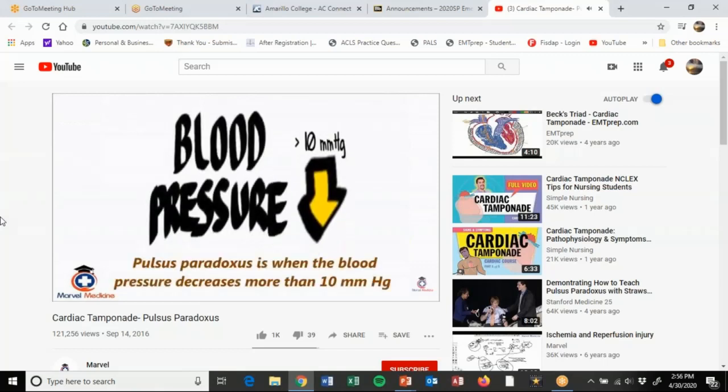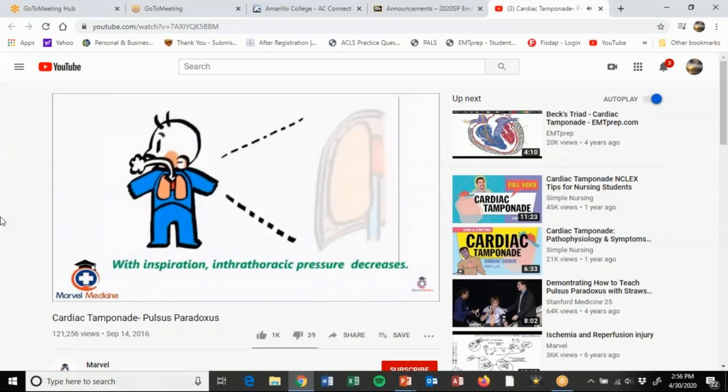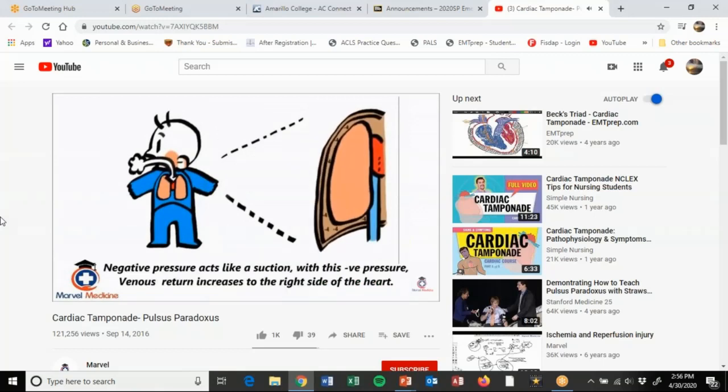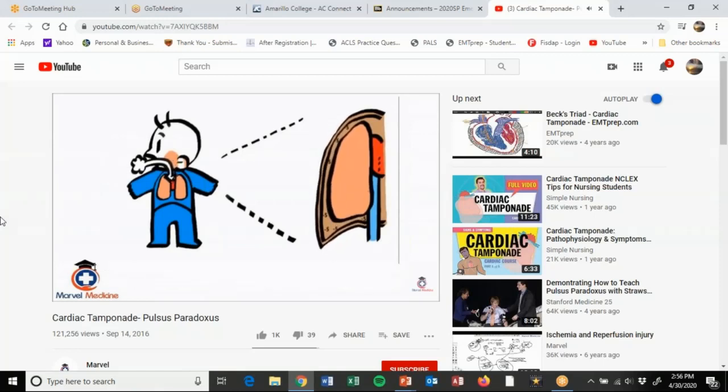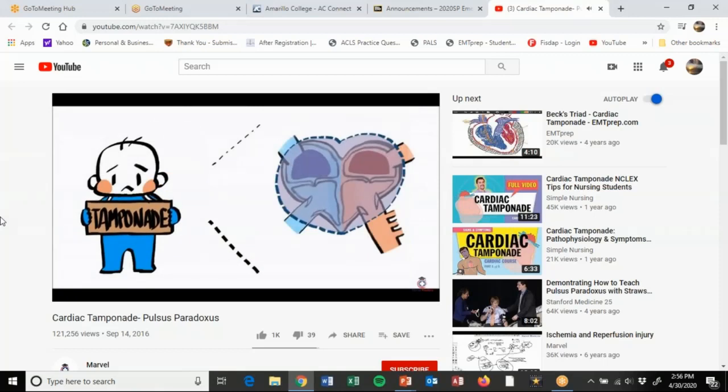So pulsus paradoxicus is one sign of pericardial tamponade. That means when the patient inhales, the systolic pressure decreases by 10 millimeters mercury or greater. What does that mean? The diastolic pressure and the systolic pressure start to approach one another.